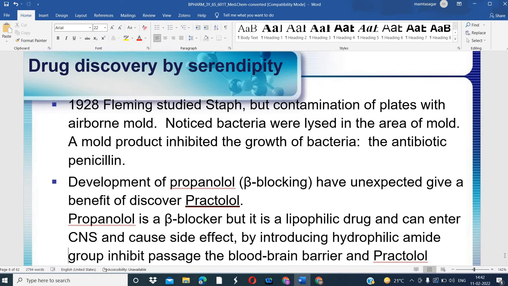He saw this on the Petri plate, then he isolated that chemical, the source, and then he discovered the penicillin antibiotic. The source of this medicine is biological.